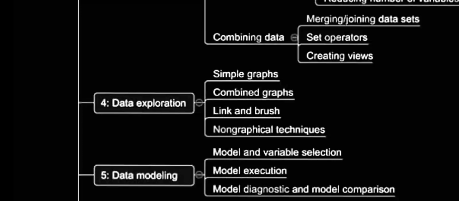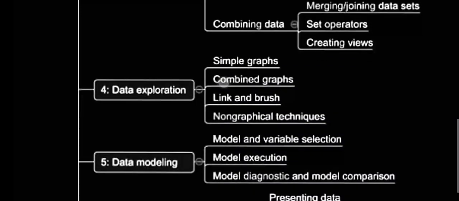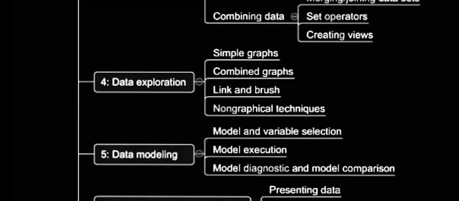So we are plotting this using simple graphs, combined graphs. Okay, so simple graphs just have two simple variables. A combined graph is a complex representation. Okay, and the link and brush method and non-graphical techniques also. So the link and brush method and so on is used for commercial purposes. Non-graphical techniques include statistical methods like finding the mode, median, distribution, etc.